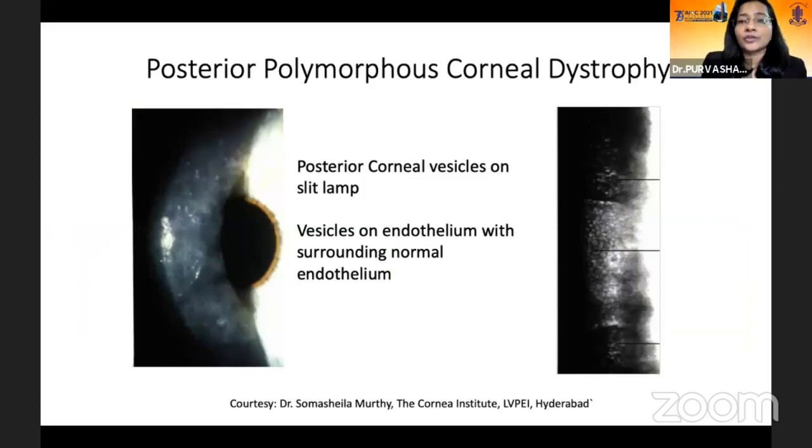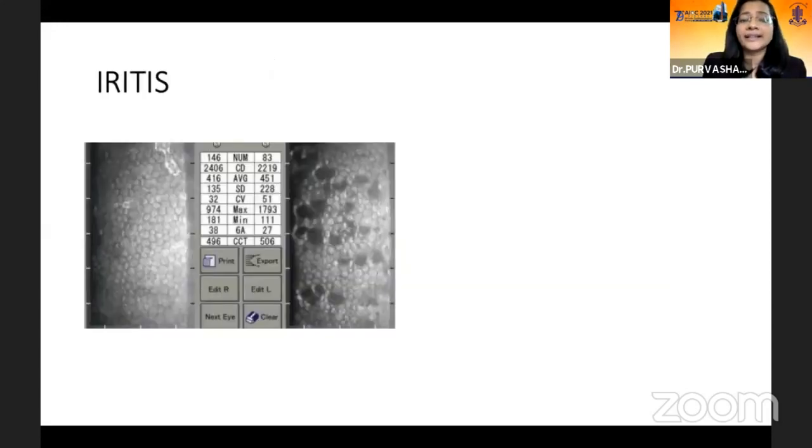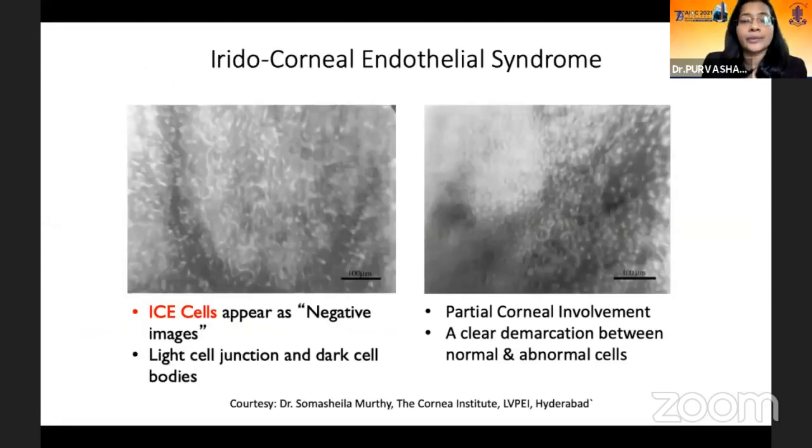Posterior polymorphous dystrophy again is a good indication where we can see vesicles like these with surrounding endothelium which is distorted. Iritis is again a case where you find pseudoguttata; after treatment this is reversible and the endothelium actually shows a normal phenotype.